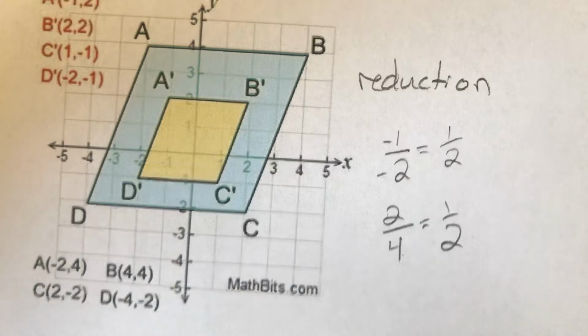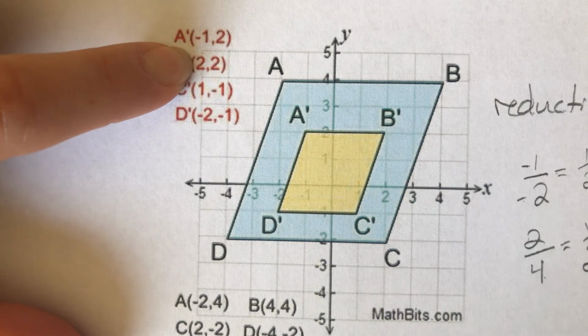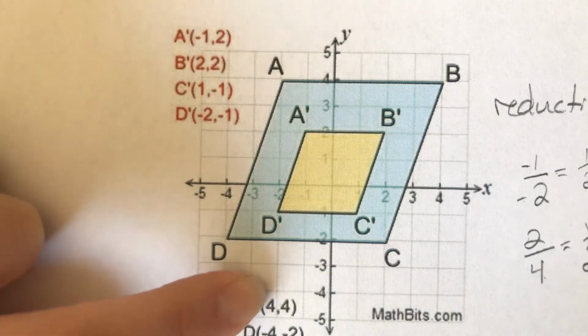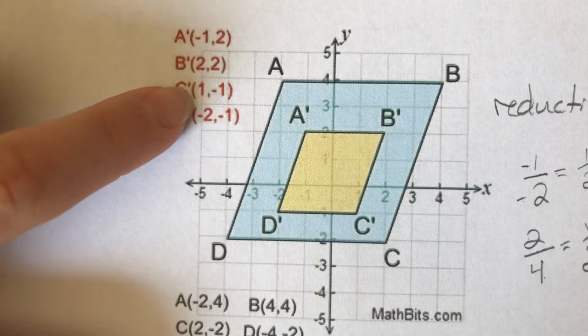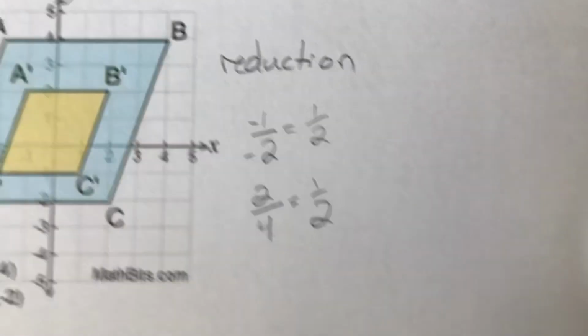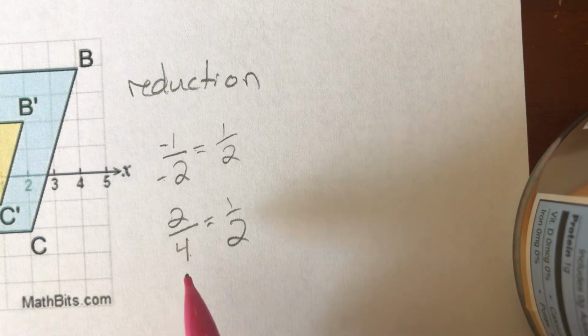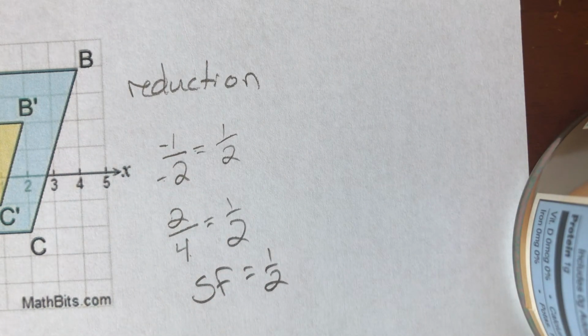And if we check every other coordinate, 2 over 2, both of those simplify to 1/2, and the same with C, that's an easy one. 1 over 2 is 1/2. These all are going to simplify to 1/2. So our scale factor here is 1/2.